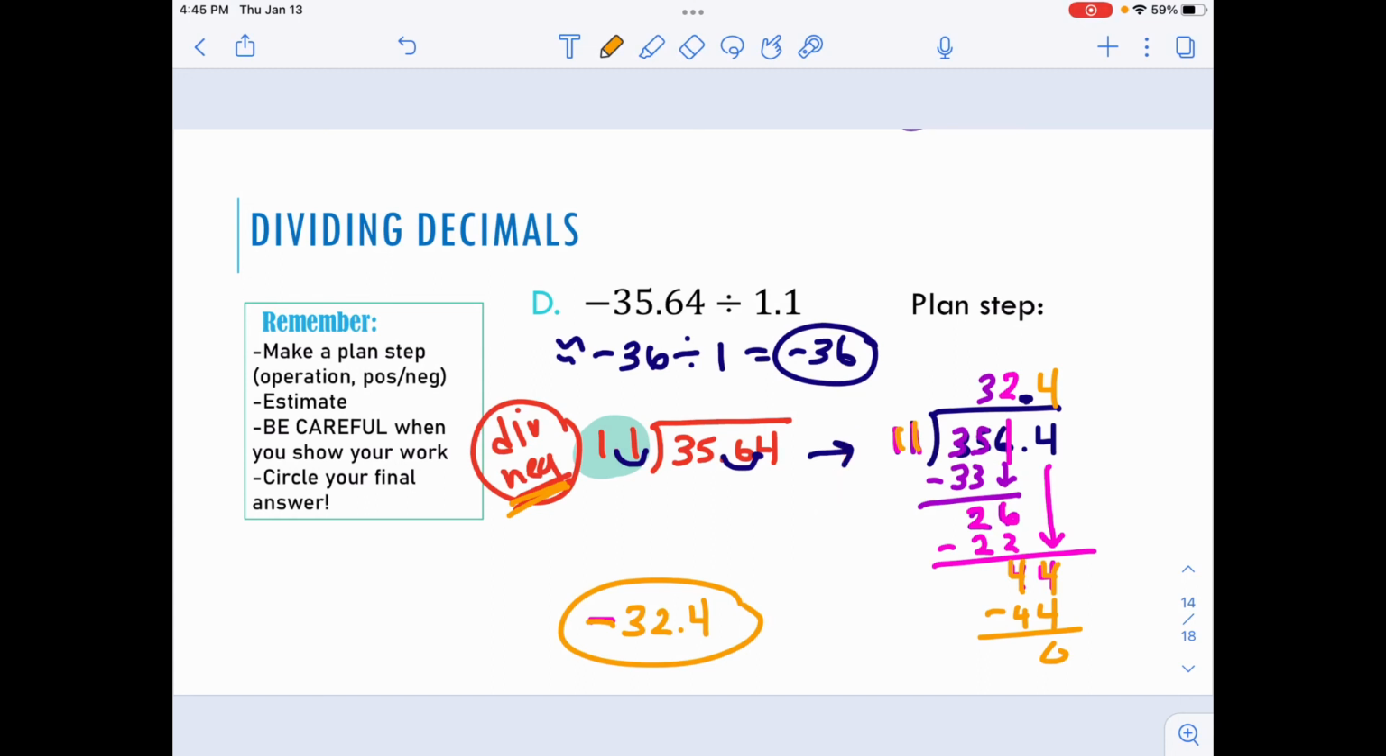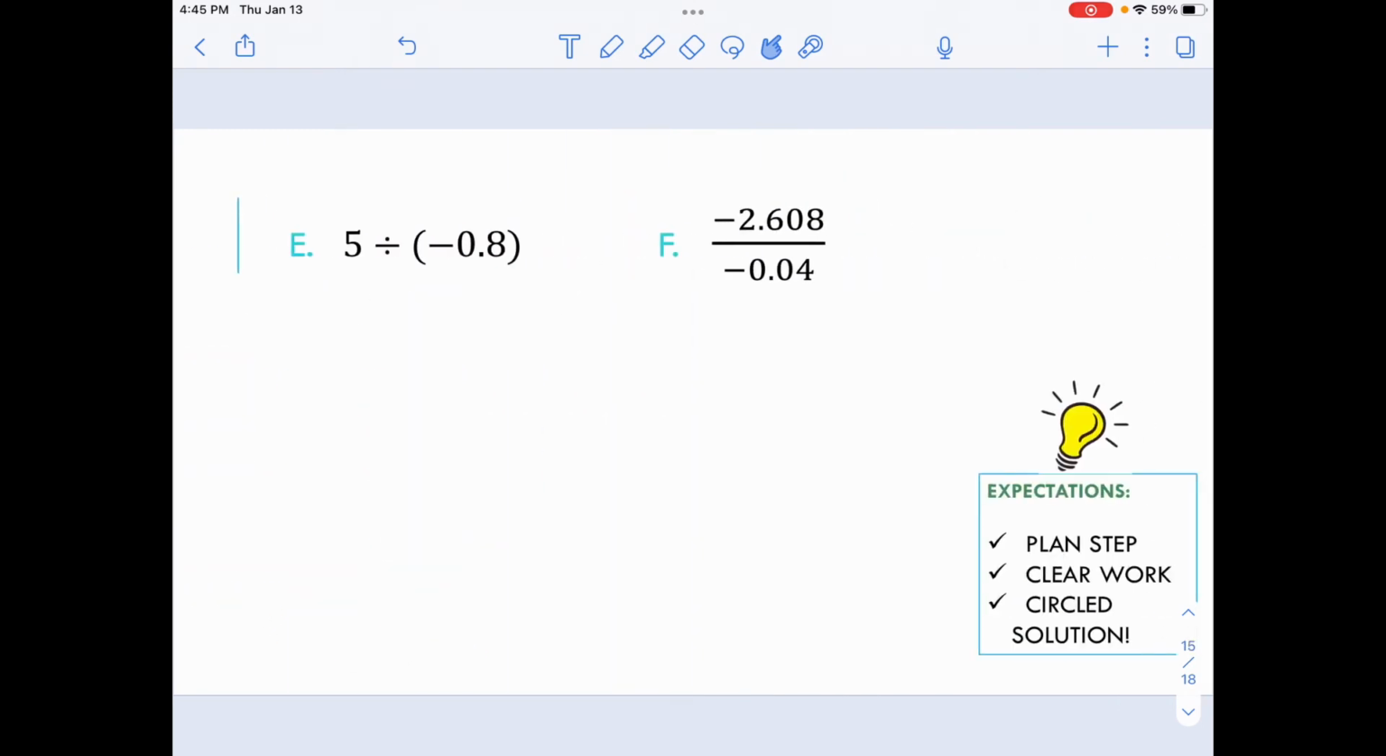All right. So anytime we're dividing, it's a little bit lengthier. It takes a lot of practice. Always lean on your estimation strategies. Always start with that plan step, and then really, really taking your time with your place values.